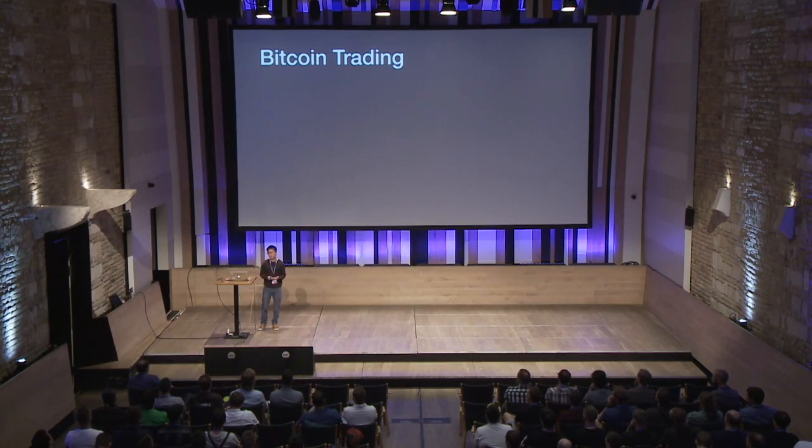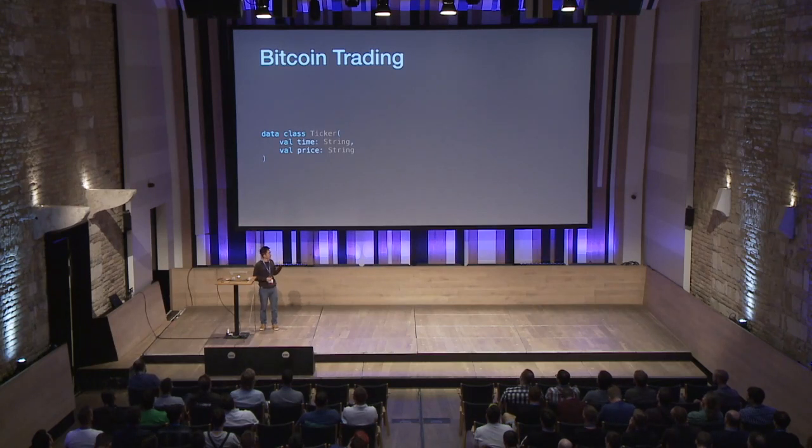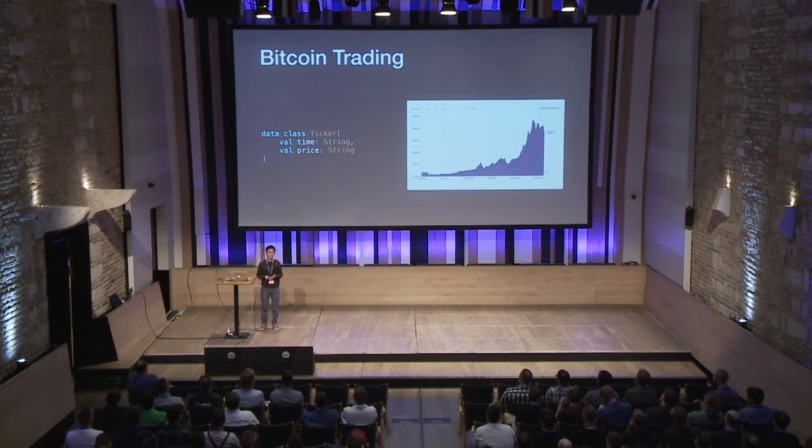And let's build a tool that fetches us the real-time price. And we'll represent each data point using a ticker. A ticker has two fields, time and price. It represents the price of Bitcoin at a certain time. With a sequence of tickers, we can draw a chart like this.